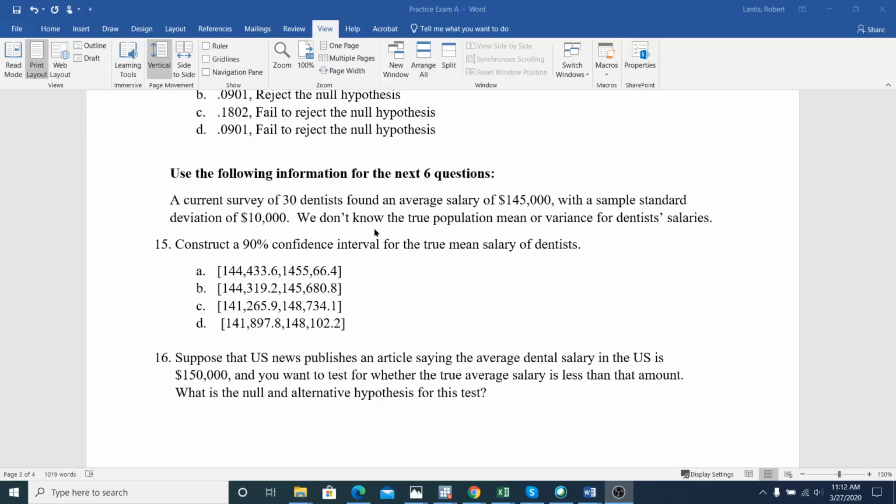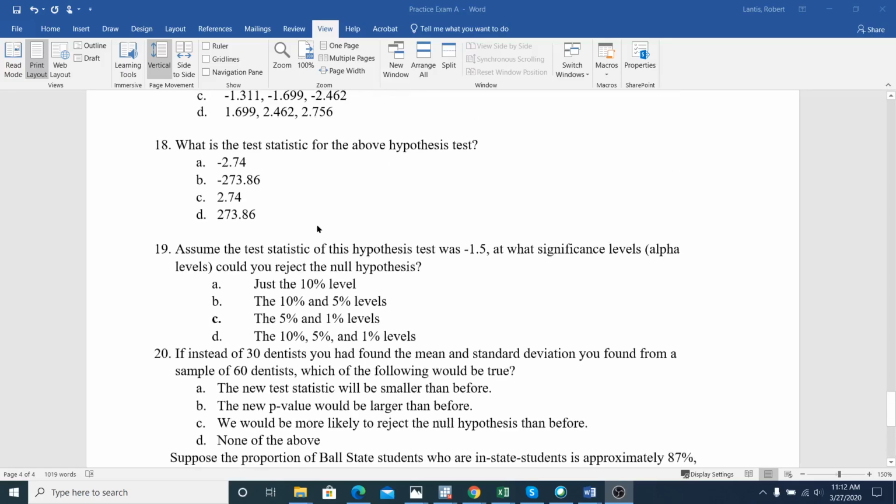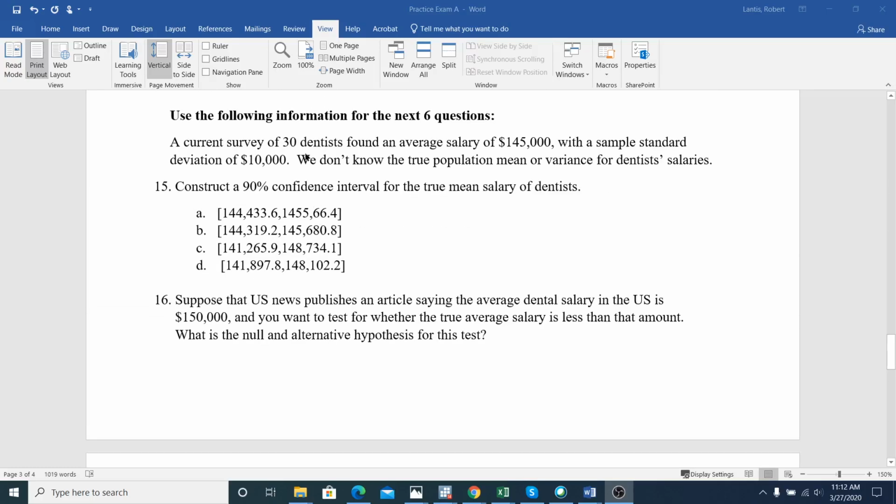So we've got this next example, which we'll use for the remainder of the questions, I believe, with the exception of 21. Let's say I survey 30. Oh, I have a question. So when is the test?